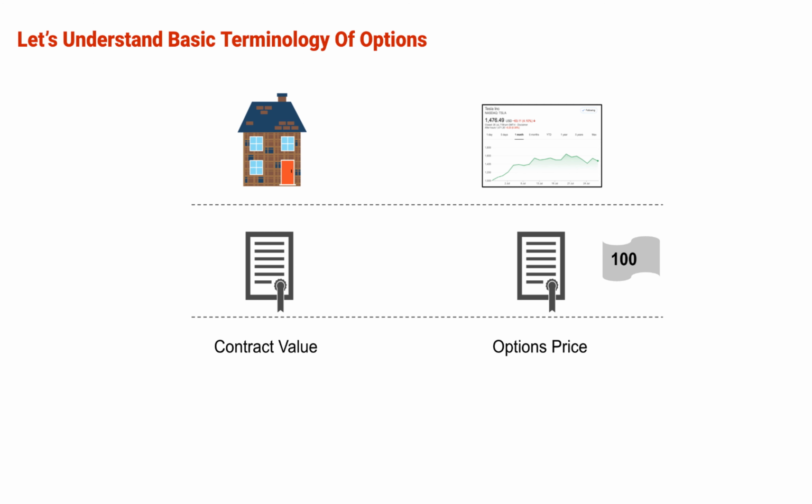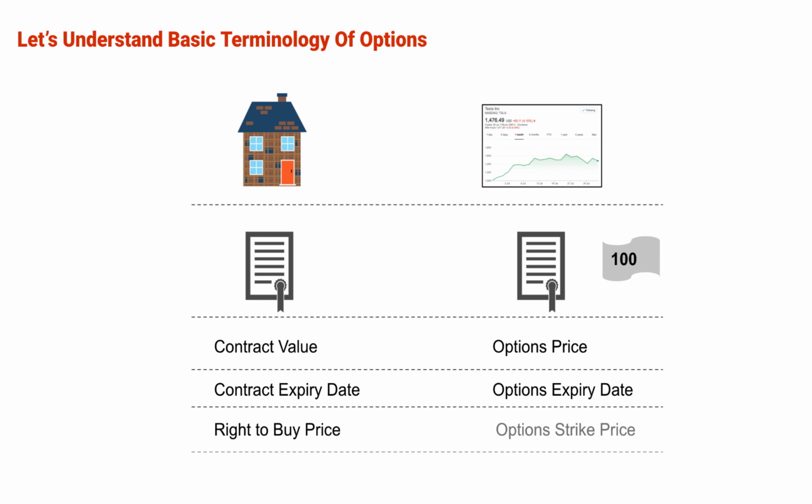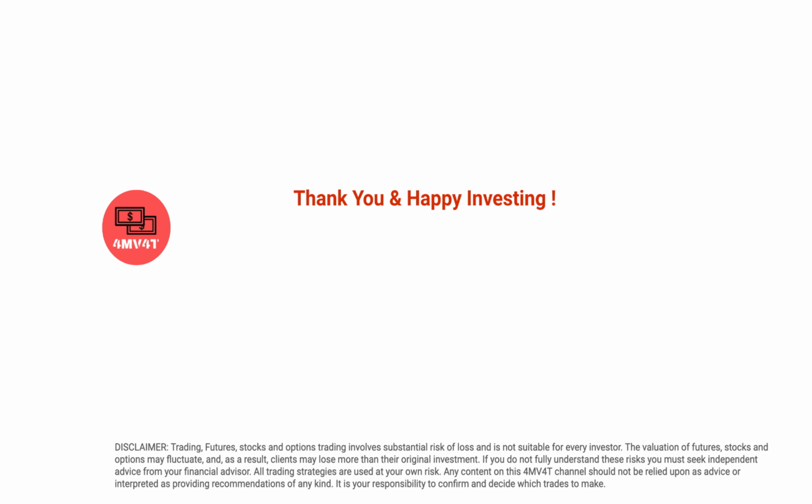Contract value is options price. Contract expiry date is options expiry date. And right to buy price, which they have agreed, is actually options strike price. That's basic introduction to options.